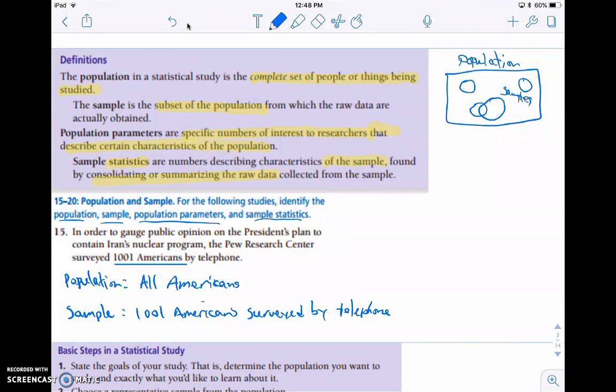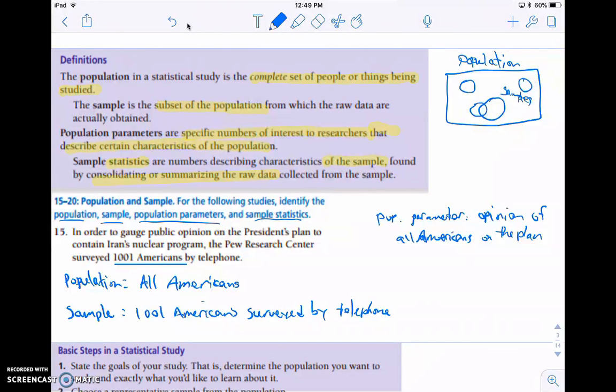Now, what's the parameter? What are we looking at? So the population parameter. Well, the characteristic we're looking at is the opinion. The parameter would be the opinion of all Americans on the President's plan to contain Iran's nuclear program. So that would be the population parameter.